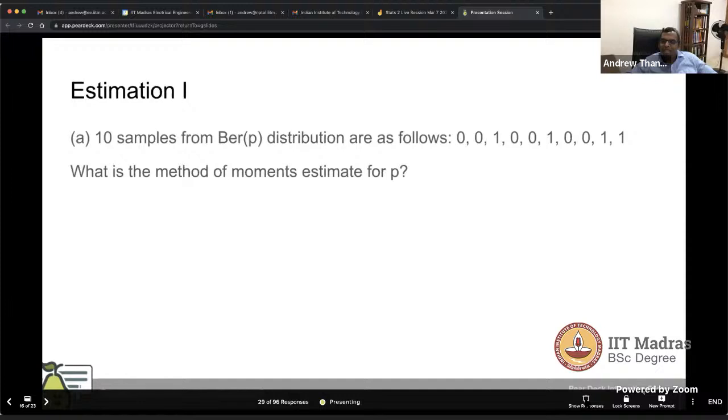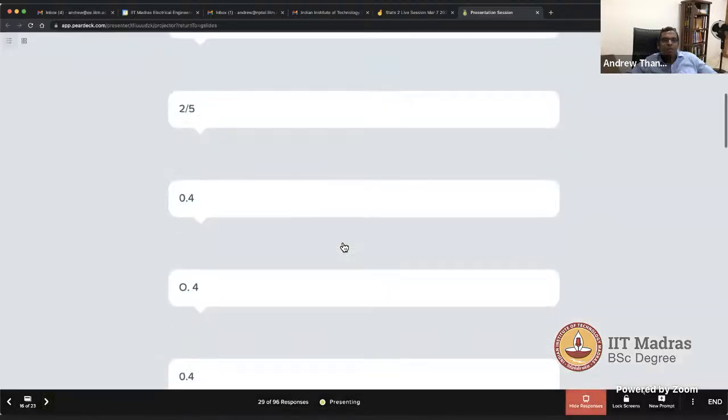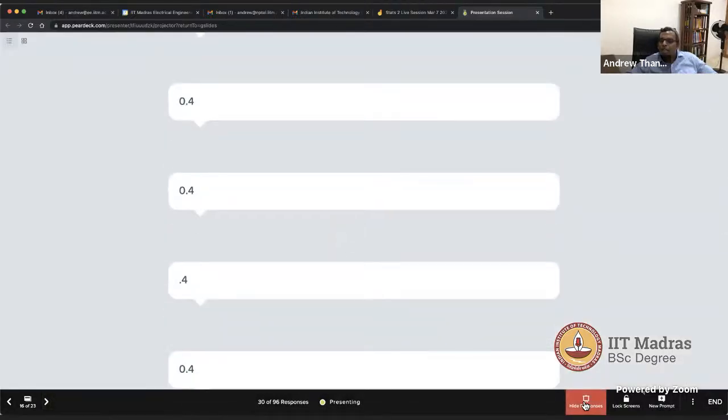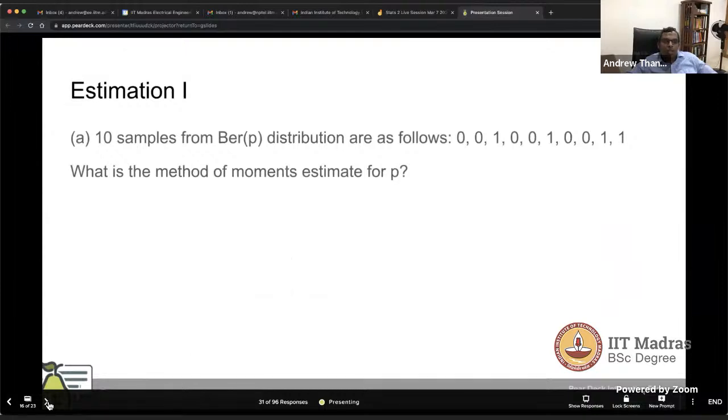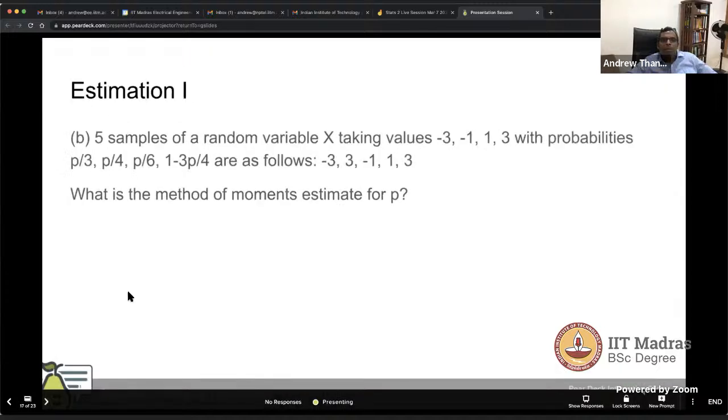Okay, so this is an easy question. I think most people would do it. It's 4 out of 10. It's very easy. I don't even want to work it out. You just have to equate the distribution mean to the sample mean that you get, and the distribution mean is just p. There's nothing much to do. Okay, so let's complicate the question a little bit.